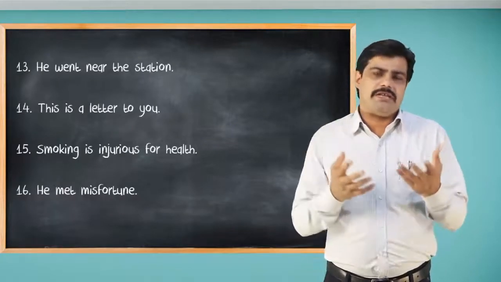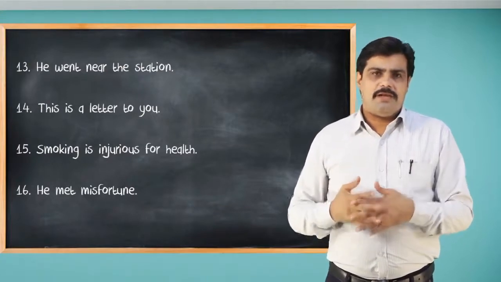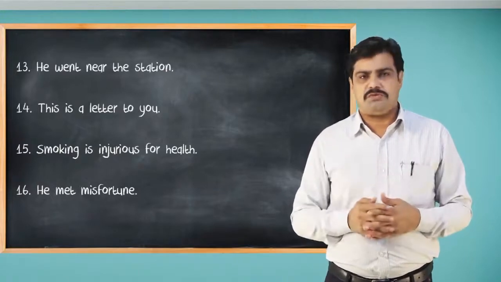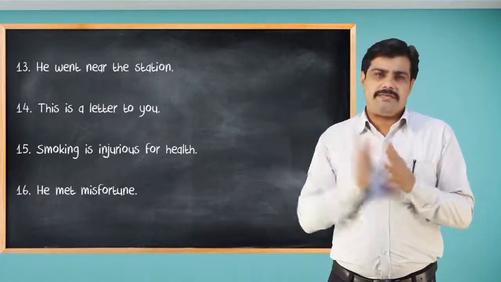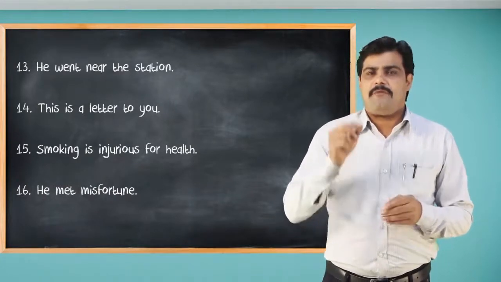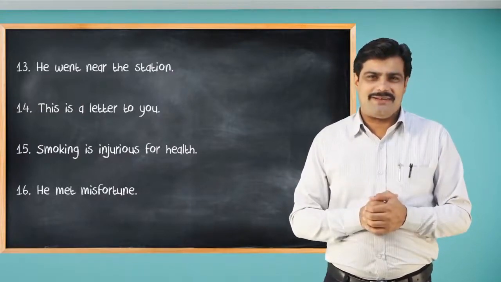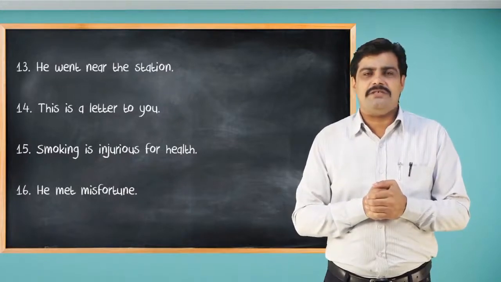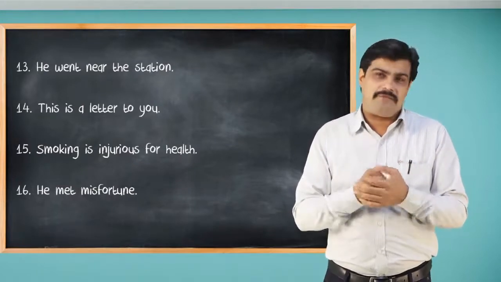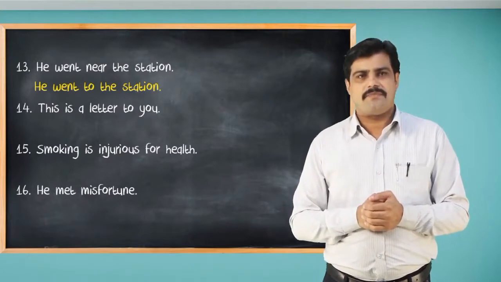He went near the station. This is a letter to you. Smoking is injurious for health. He met misfortune. Now these 4 sentences are here before you. Analyze them and find the mistakes. Well, let's take the first one. In the first sentence, he went near the station. Use to in place of near because the verb go takes to after it. So say this sentence, he went to the station is the right sentence.